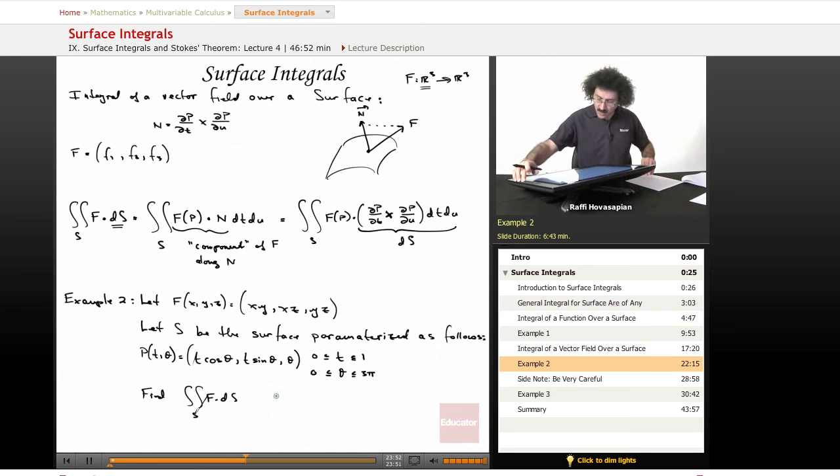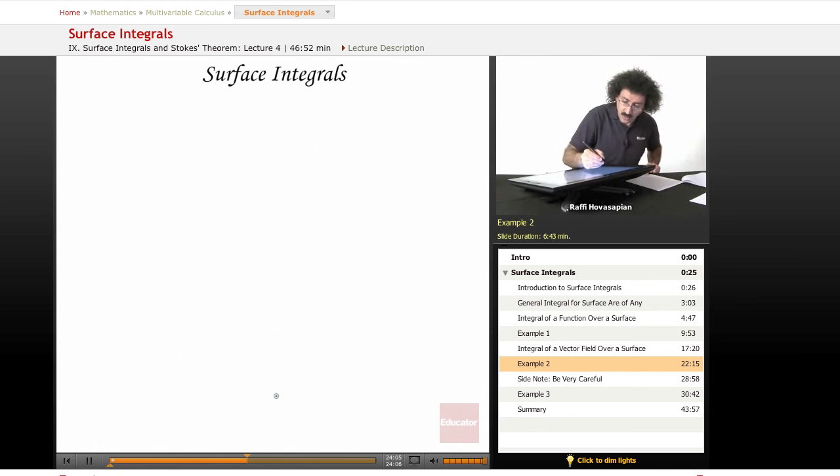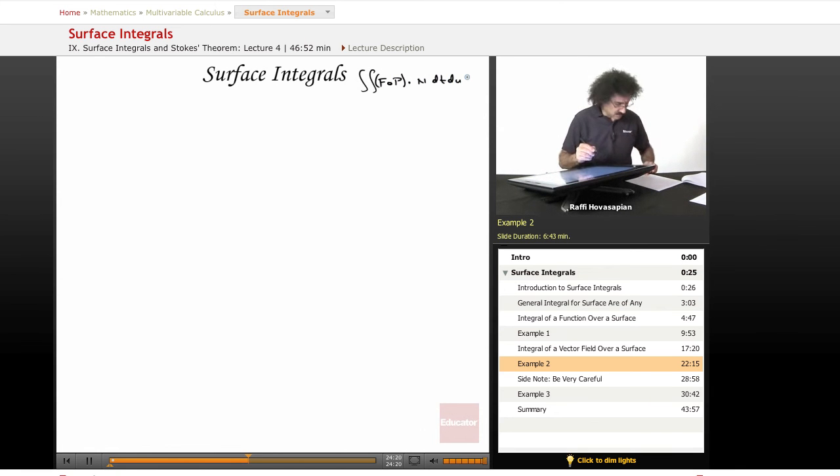Okay, so let's go ahead, and I actually should have started this on another page. It's not a problem. I'll just rewrite everything that I need to rewrite. Let me go ahead and write the formula itself, always a good idea. So the integral of f of p dotted with n dt d theta.